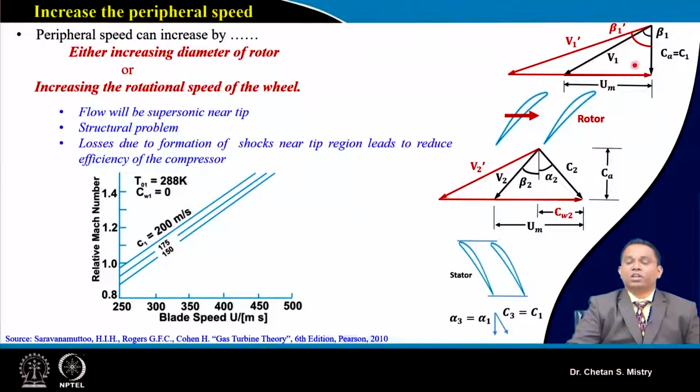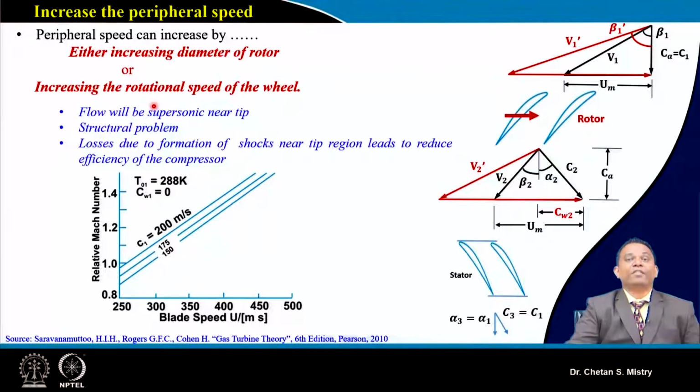Now this is what we are discussing when we are increasing our peripheral speed or increasing our diameter. Suppose this red color one is the modified velocity triangle at the mid station. When we are moving towards the tip, this velocity triangle will be modified in such a way that we will have a very large relative velocity component. When our relative velocity component is coming to be large, that means my flow will be going supersonic near the tip region.